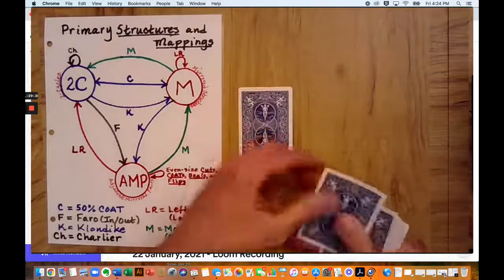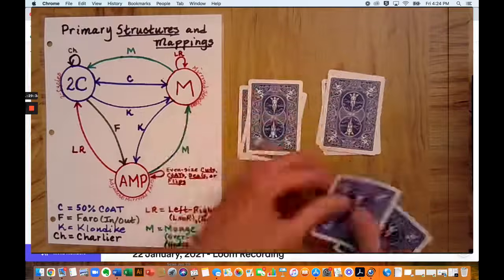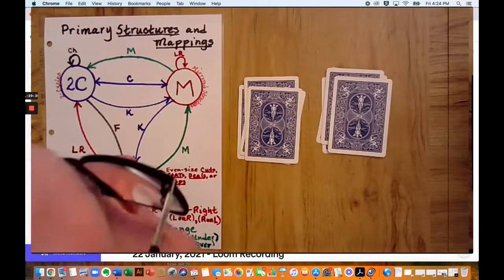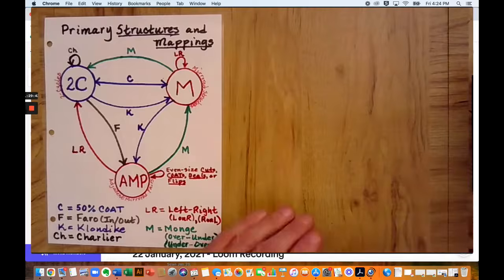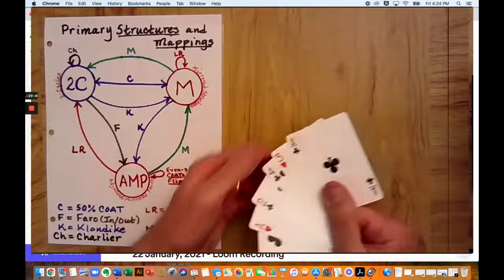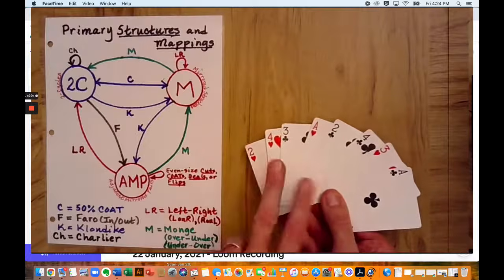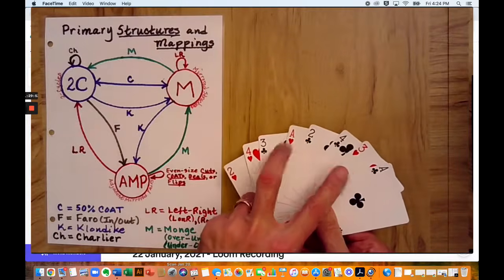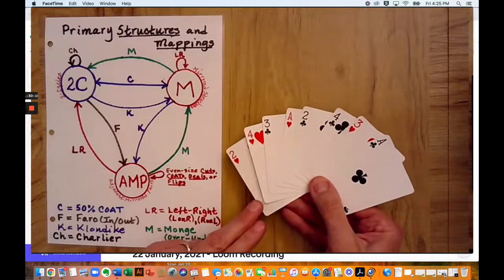An LR is where you go left, right, left, right, left, right, left, right. We can do random stacking of the cards. That will take us to a 2-cycle. Always, always, always. 2-cycle. So if you notice, we have 2 here, 4, 3, and then 1. Okay, so we have a 2-cycle again.